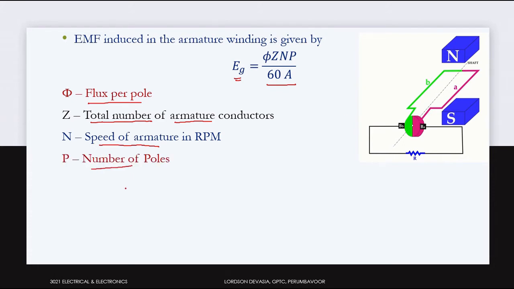So P is the number of poles and A is the number of parallel paths.